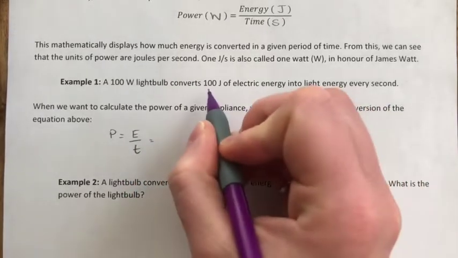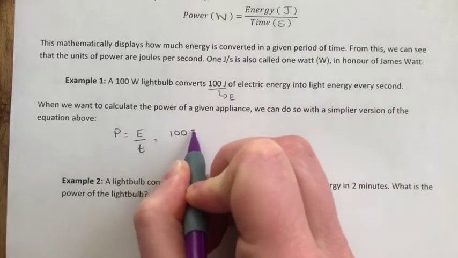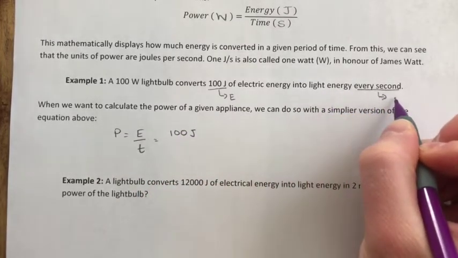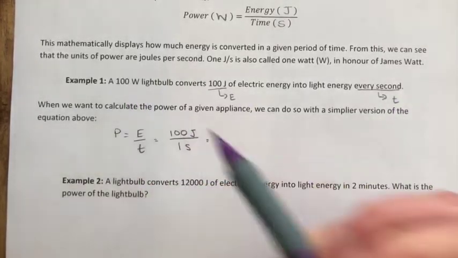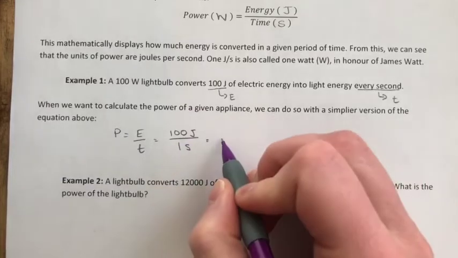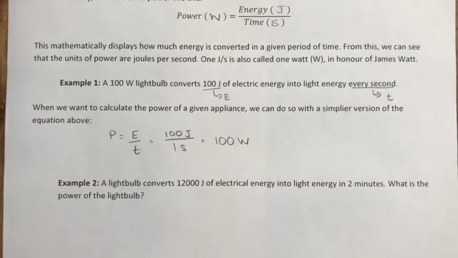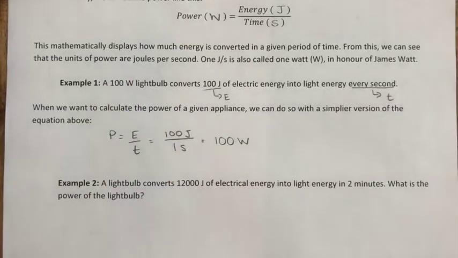So this is our energy, 100 joules. And then every second, this is our time, so that's 1 second. That's how we get that 100 divided by 1 is 100, and that's measured in watts. So that's how we figured out the watt rating on that light bulb.